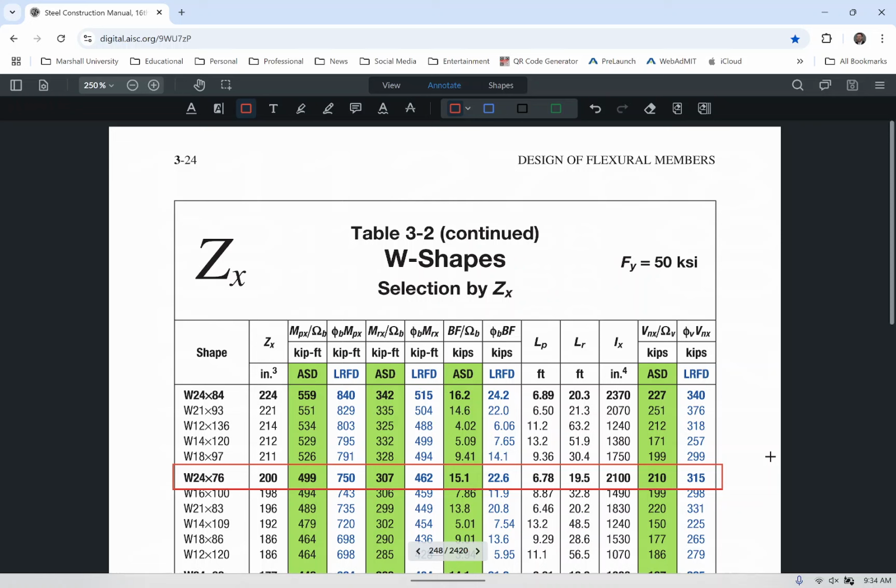W24 by 76. Okay, now let's figure this out. My goal is to determine the flexural capacity of the beam. I already know what the shear capacity is, it's just 315. What about the moment capacity? How do I figure out the moment capacity based on this flow chart? What do I need to look up first?